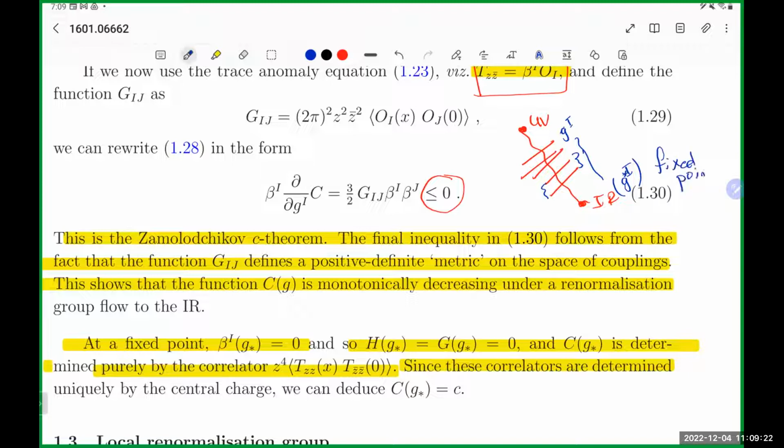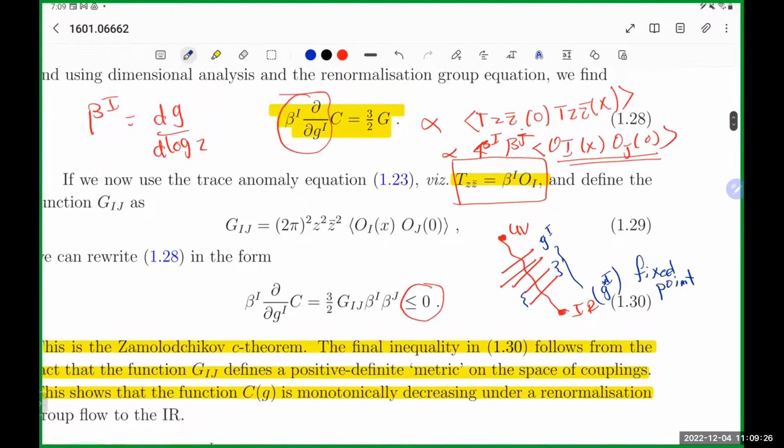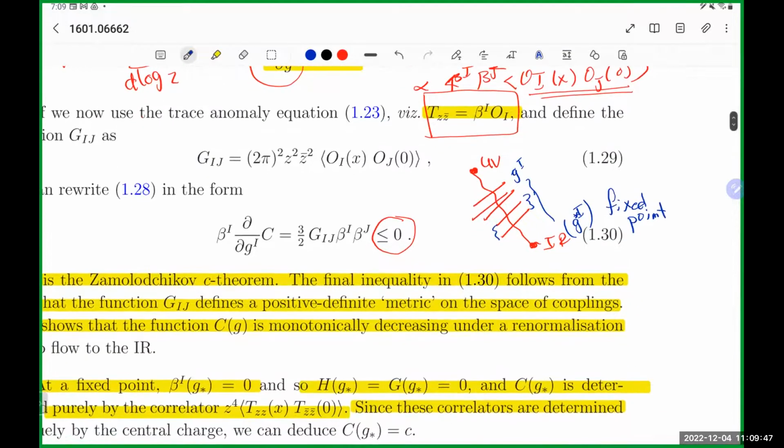And now, what does a fixed point mean? A fixed point means that if I go back to 128, I apply a local scale transformation operator on the left-hand side, on the C function, and nothing happens. It doesn't change, it doesn't scale, so this is zero. So 129, 128 is zero. That's what it means. Your theory is not responding to the change in scale anymore, right? That's what it means to hit a fixed point.